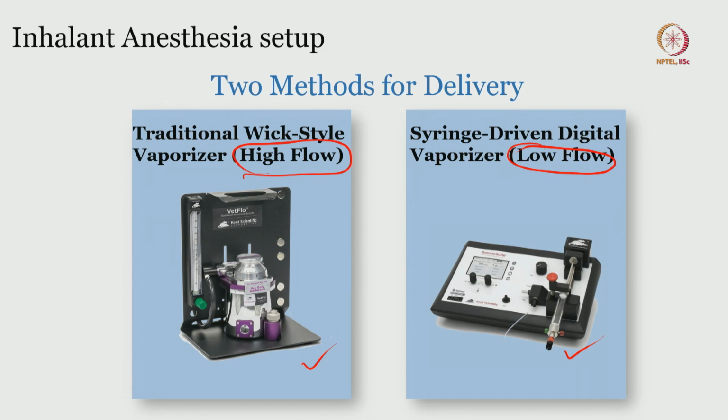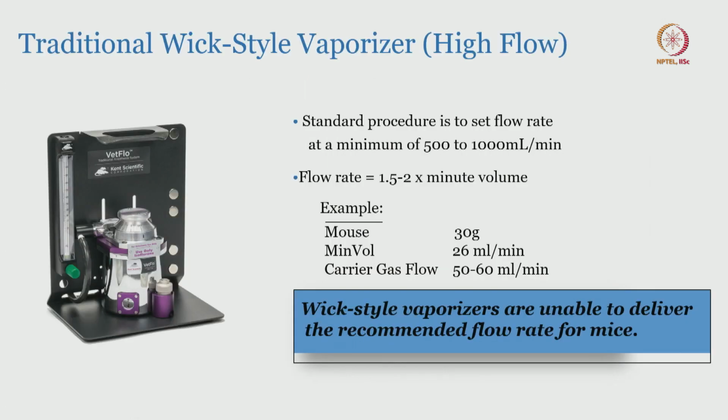So this is the traditional vaporizer where there is a high pressure and high flow gas which passes through the tubing, and here you have a low flow. The difference is that the standard procedure will have a set flow rate in this high flow vaporizer to a minimum of 500 ml per minute, and that is important to know.